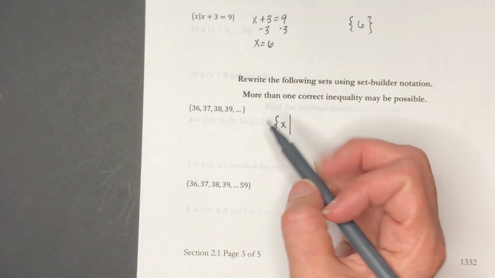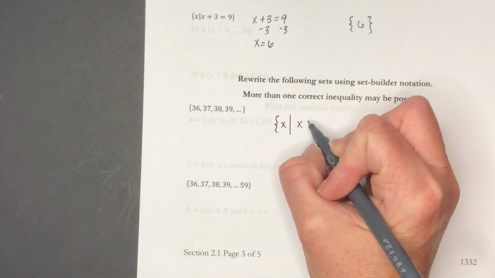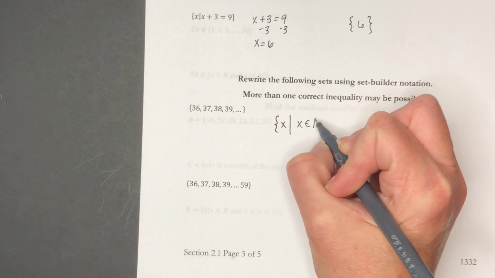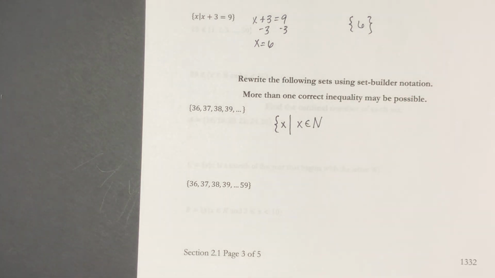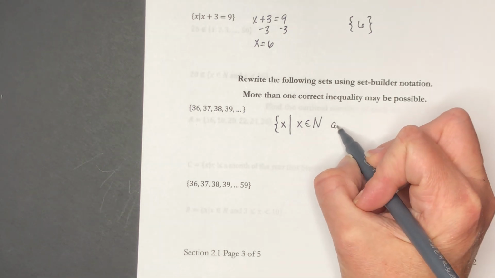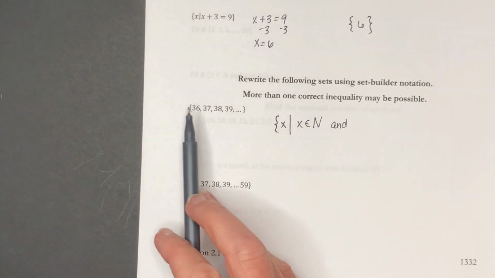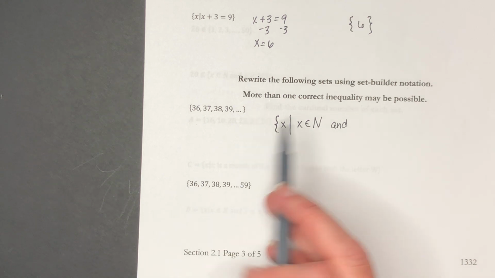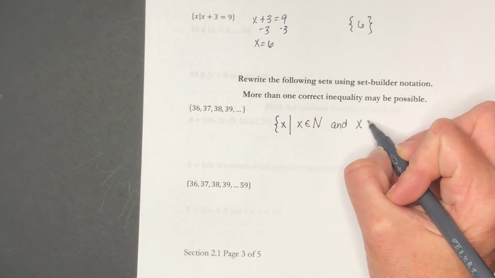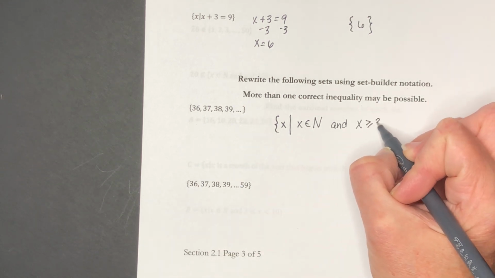So it looks like my x needs to be an element of the natural numbers, and we're imagining that that's in bold. And I'm starting at 36 and going up, so I could say x is greater than or equal to 36.